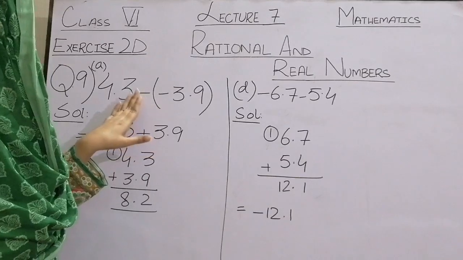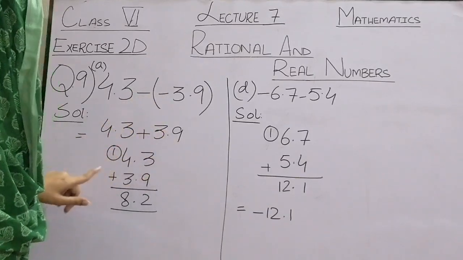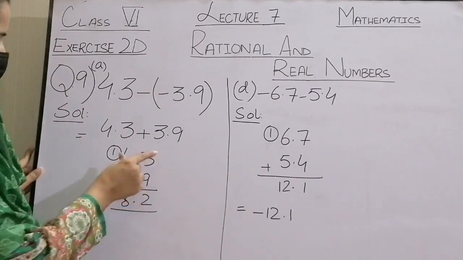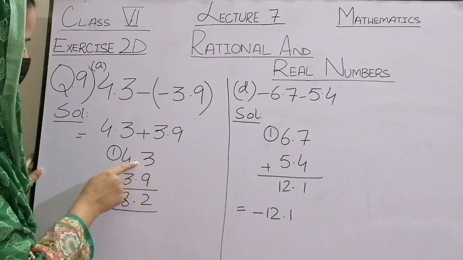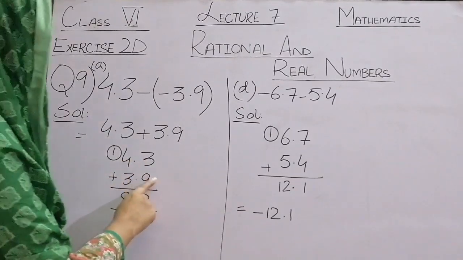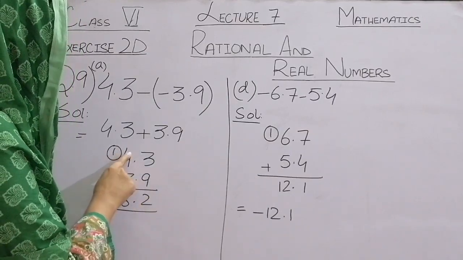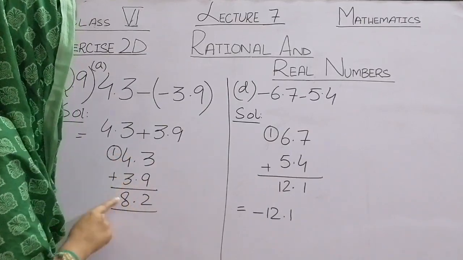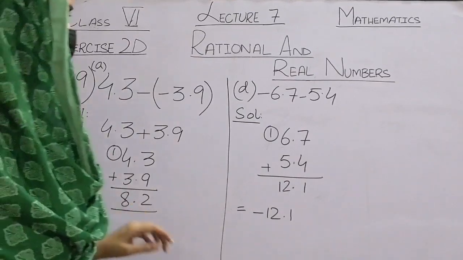Solve the bracket first. Minus minus plus. Add these up. How do we add decimals? Write down 4.3 and 3.9. Always write decimal under decimal. 9 plus 3 is 12. Write down 2, 1 carry. 4 plus 3 is 7, plus 1, 8. So our answer is 8.2.